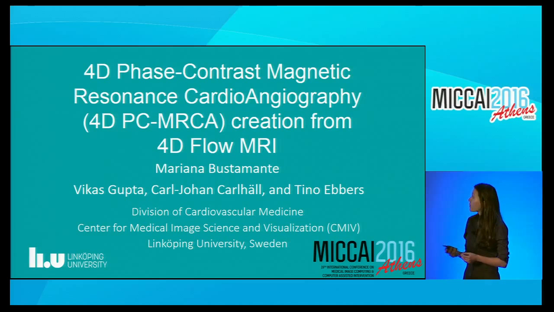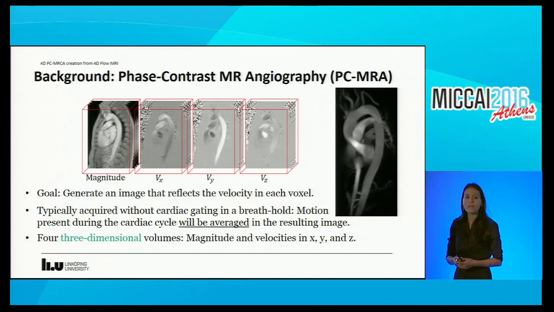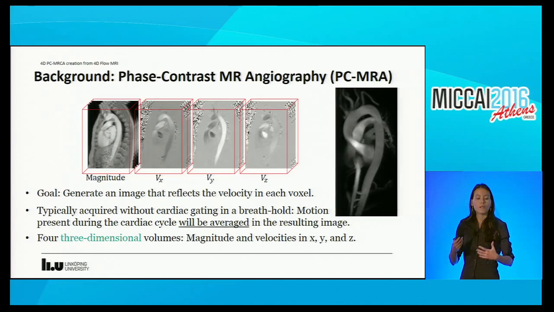So some background, what is a PC-MRA, or a phase contrast magnetic resonance angiography? It is a magnetic resonance acquisition type whose goal is to generate an image that reflects the velocity in each voxel. So for my 3D image, I want the intensity of each voxel to represent the velocity that goes through that voxel while the heart is beating.